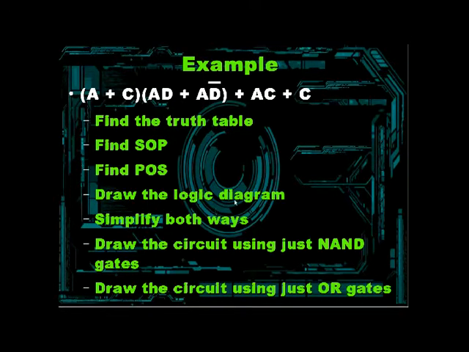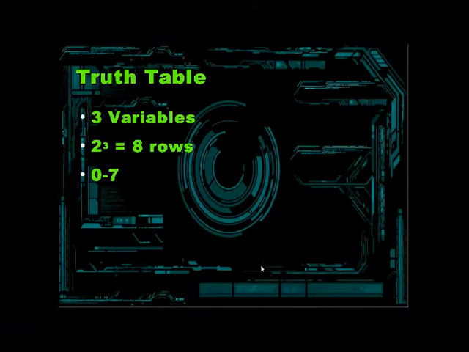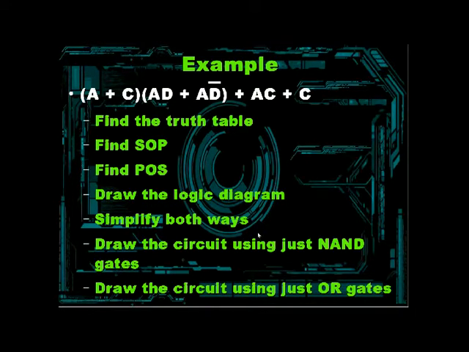Draw the logical diagram, simplify both ways, which is using the Boolean rules, and the K-maps. We took that in lecture 10. Draw the circuit or implement the circuit using just NAND, NOR gates. Draw the circuit using just OR gates. This is what we're gonna take in this lecture. So this is our equation.